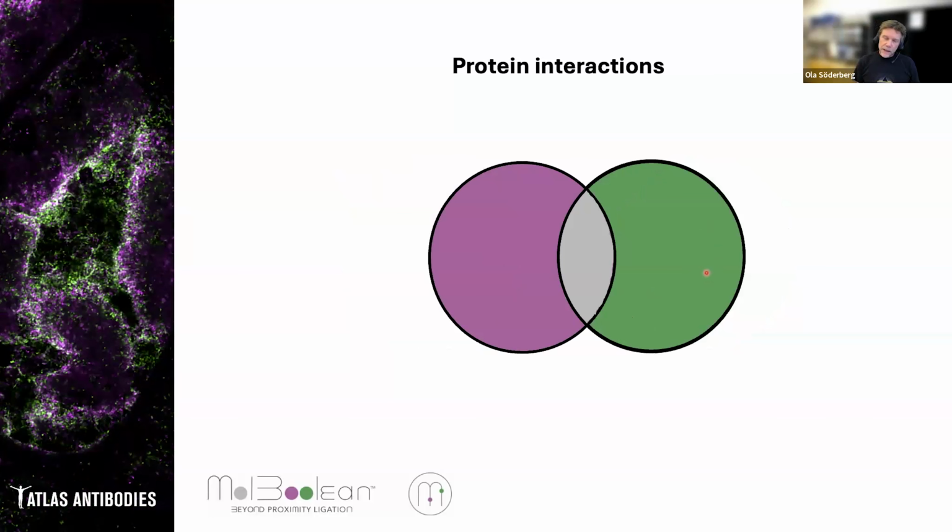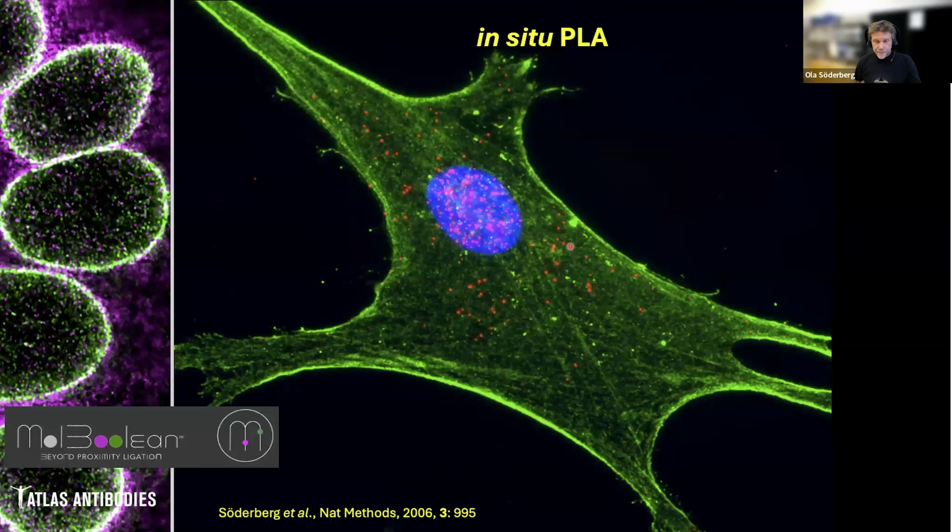So back then I was trying to develop a method that allowed us to look at how big a pool of the proteins are really interacting. To do this, we developed the in situ proximity ligation assay. In this method, you can see all the protein interactions visualized as single dots. Every little red dot here represents one protein interaction between two molecules. So this gives single molecule resolution with a standard microscope.